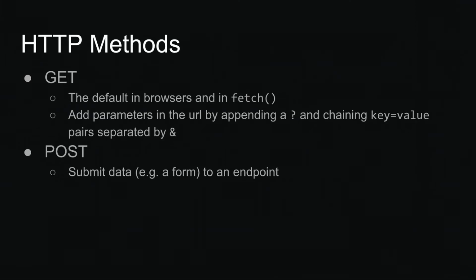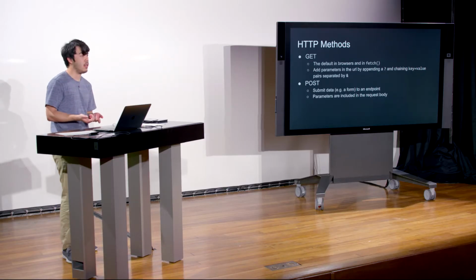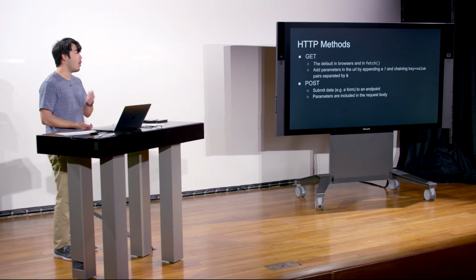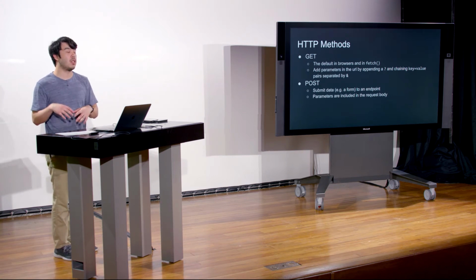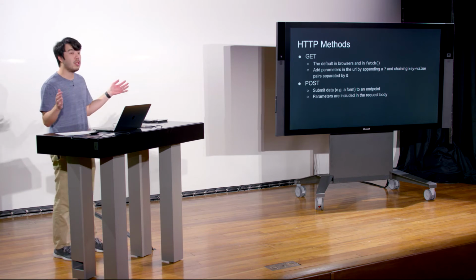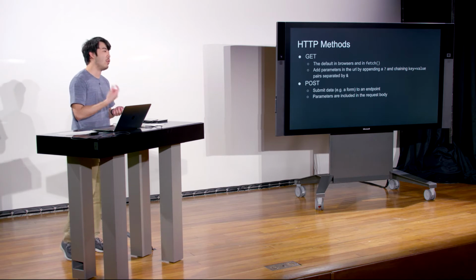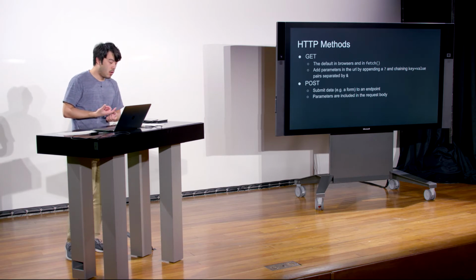And where do the parameters go if not in the URL? Well, turns out there's actually a request body in this thing called a post. GET requests don't have a body, and so the only way to add parameters is through the URL. But in a post, you can actually put it into the request itself so that it's not visible in the URL. Which is good, right?